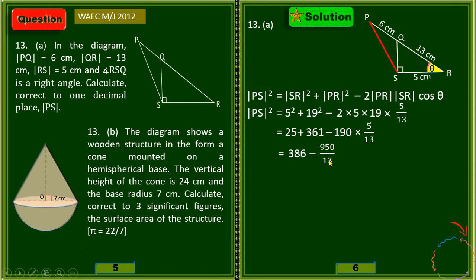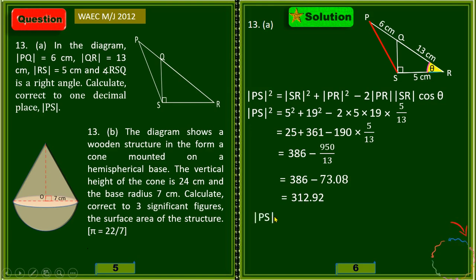So now we are going to use calculator to divide this so that we can use the value directly. So now we have 386. Now using calculator to divide this, we are going to have 73.08. Now using calculator also we subtract these two numbers. So we have this minus that will give us 312.92.